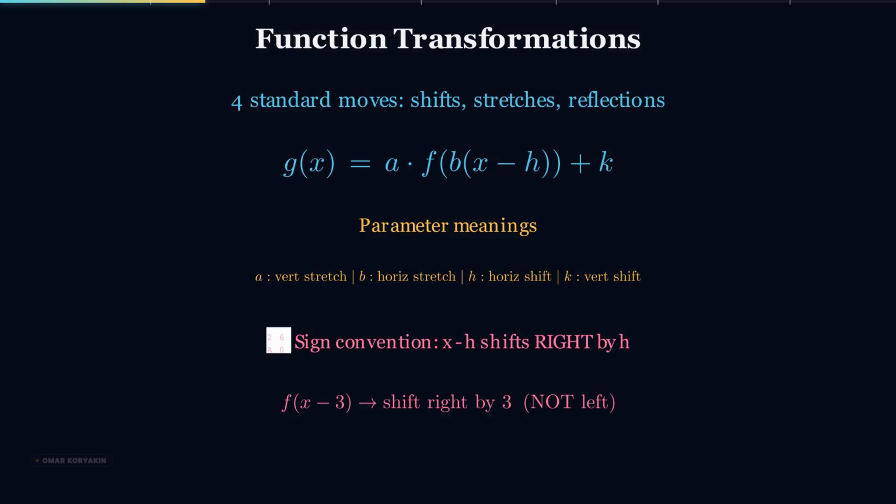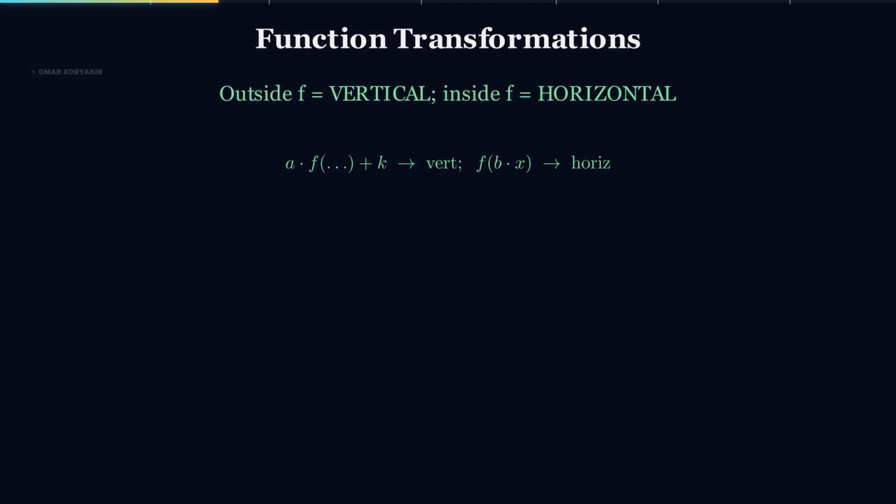Step 1 in applying transformations. Identify the parent function f and the 4 parameters a, b, h, k from the transformed expression. The parent is whatever function f appears at the heart of the expression. The parameters are read off the surrounding structure using the general form as a template. Step 2. Apply the transformations to the parent graph in the standard order.